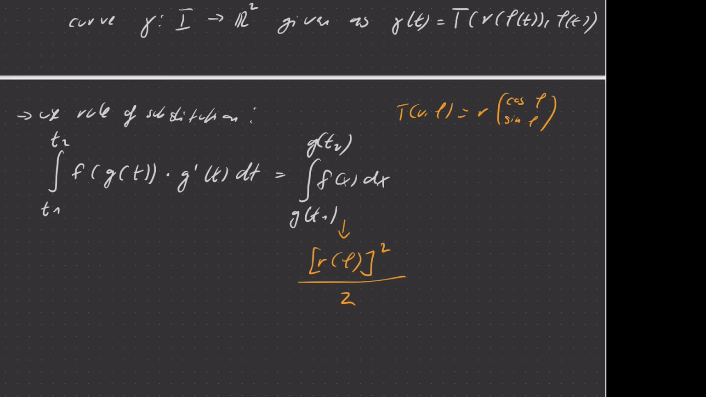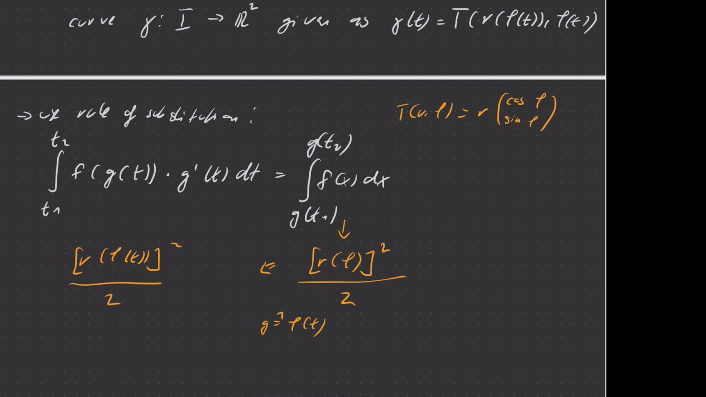Then what does that mean for the left-hand side here of our equation? Well, it means we have f of g of t, right? So basically g corresponds to phi of t. So what we get here is our r of phi of t, squared over 2.